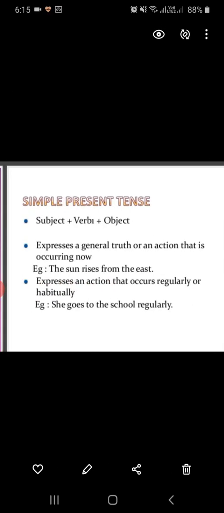So, first is simple present tense. The verb form is subject plus first form of the verb plus object. It expresses a general truth or an action that is occurring now. For example, the sun rises from the east. It also expresses an action that occurs regularly or habitually. For example, she goes to the school regularly.